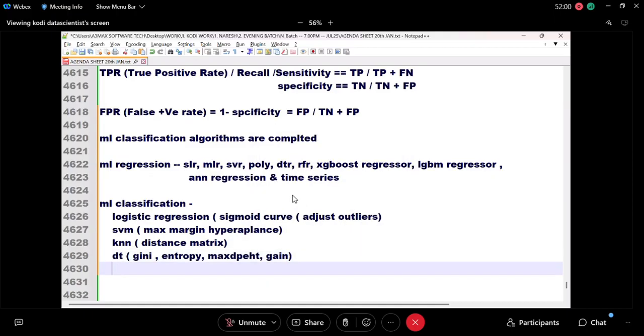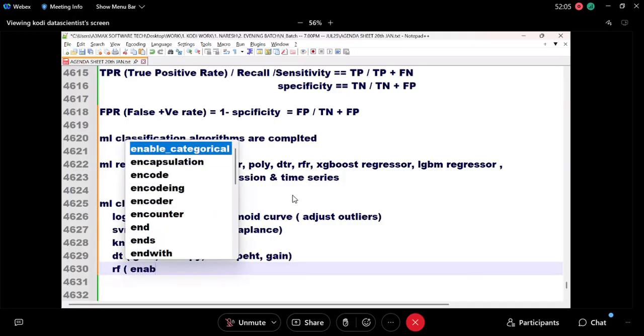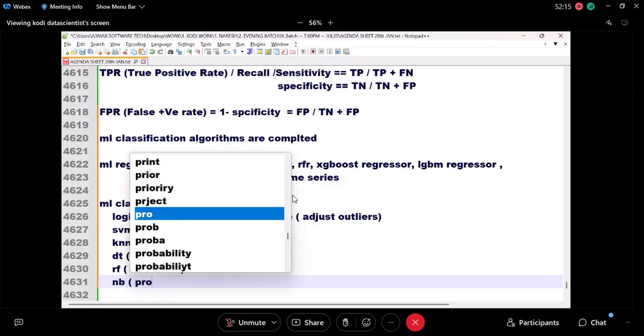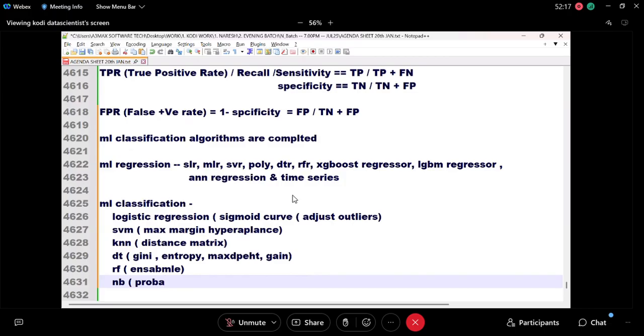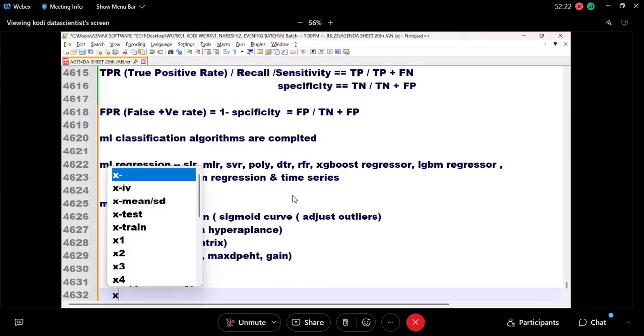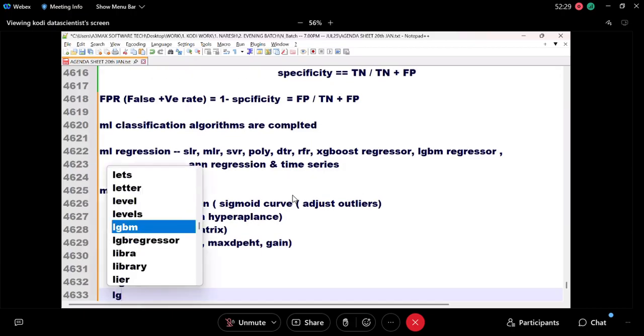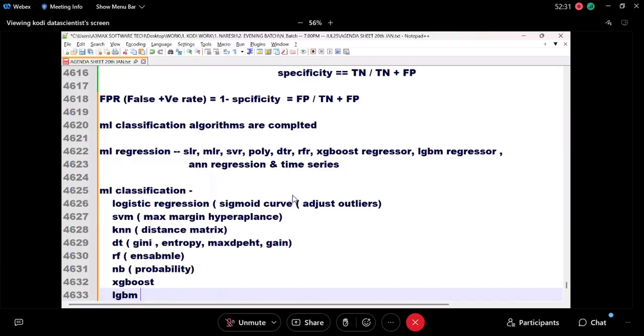Understand? In random forest, we talked about ensemble. Ensemble or not? And then SVM, KNN, logistic, naive Bayes. In naive Bayes, there's a lot of probability or not? Prior probability, posterior probability, marginal likelihood, all those things. XGBoost is another framework, random forest is an estimator, and LGBM is another framework. Do you see all of them are completed or not?